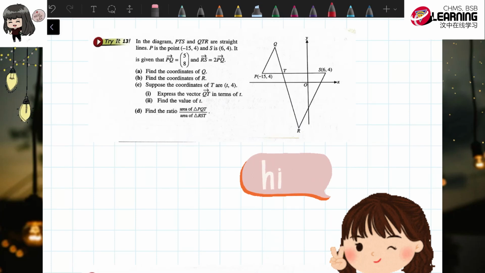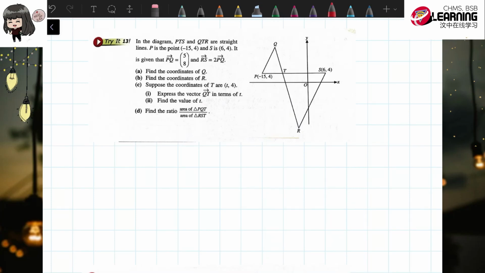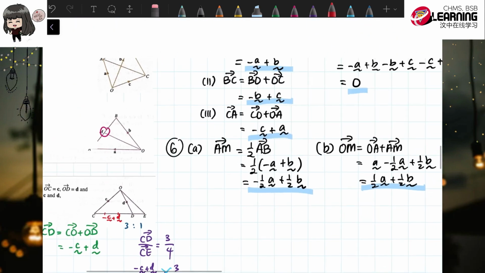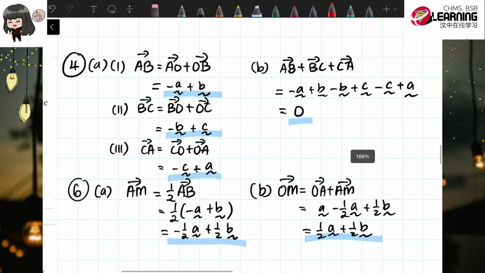Hi friends! So today we will go to the last part of our vectors, before we start doing our past year questions. The questions that I pick here and also the tries are quite close to your O-level questions. So let's check our previous homework first. Question 4 and question 6, okay? Can you please take your answer?